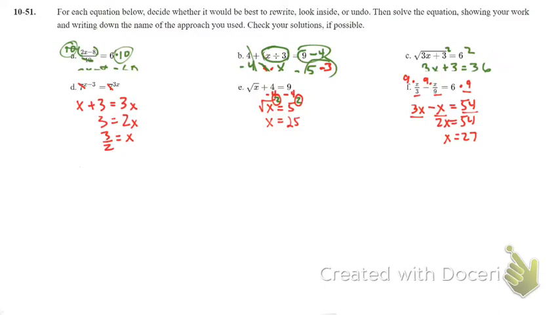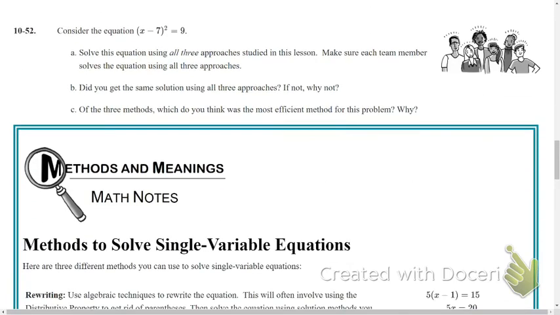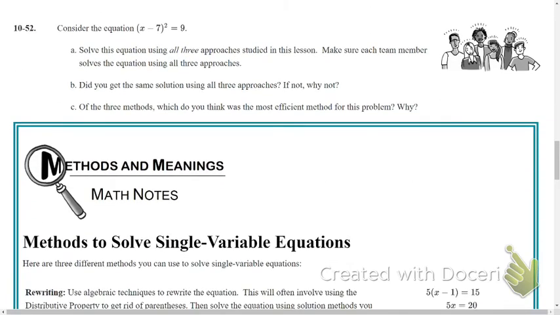Okay, we've only got one more problem to do, guys. Today's lesson is relatively short. And the last one here is 10-52. Okay, so it says, consider this equation of the quantity x minus 7 squared equals 9. Part A says to solve it using all 3 approaches that you've studied in this lesson.